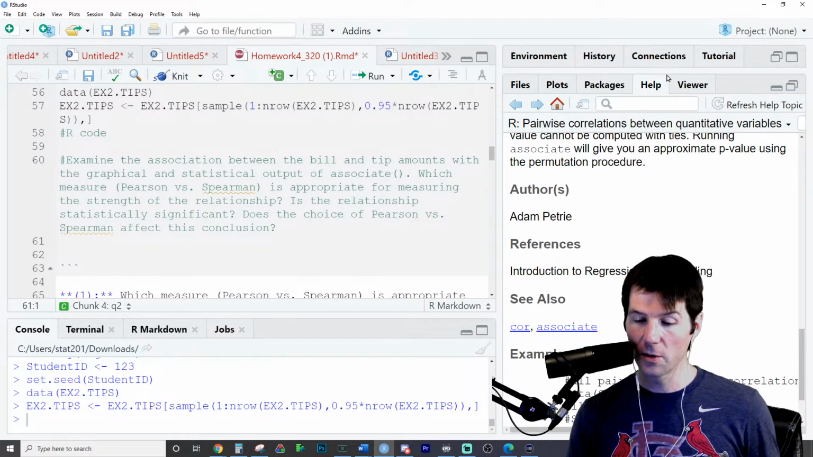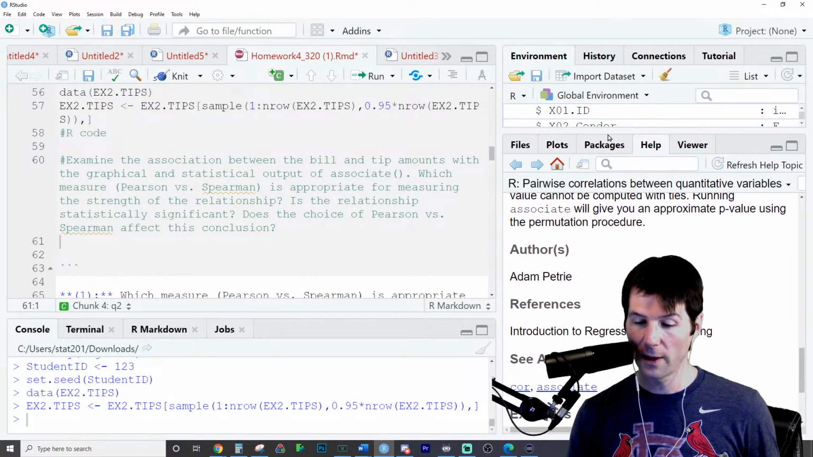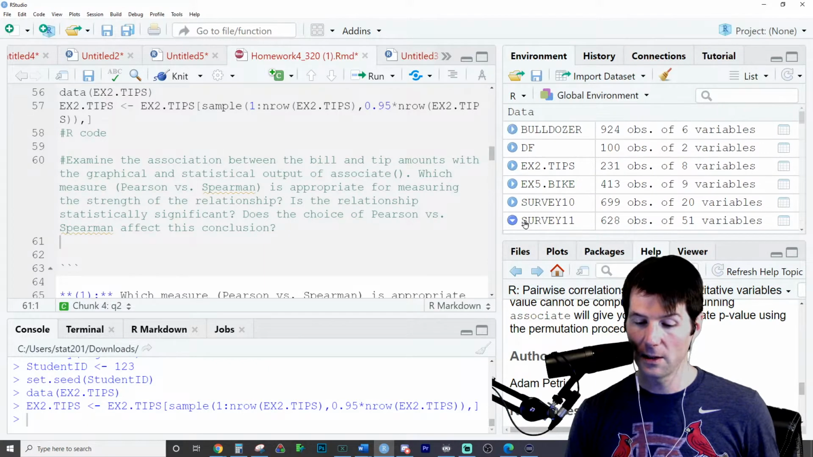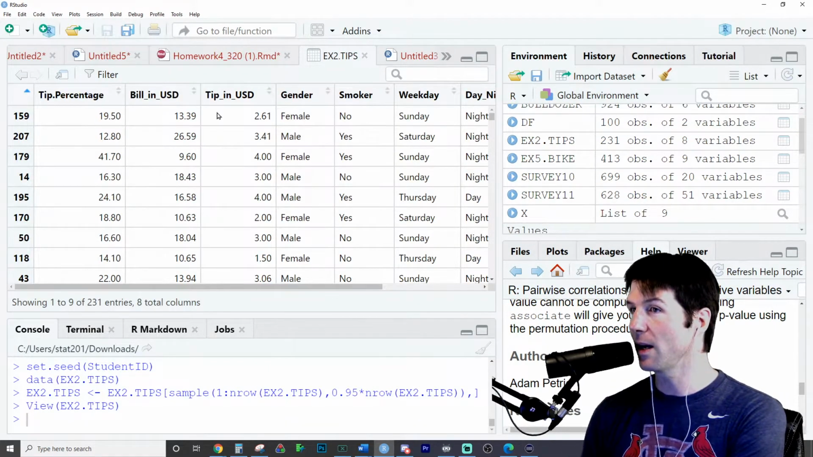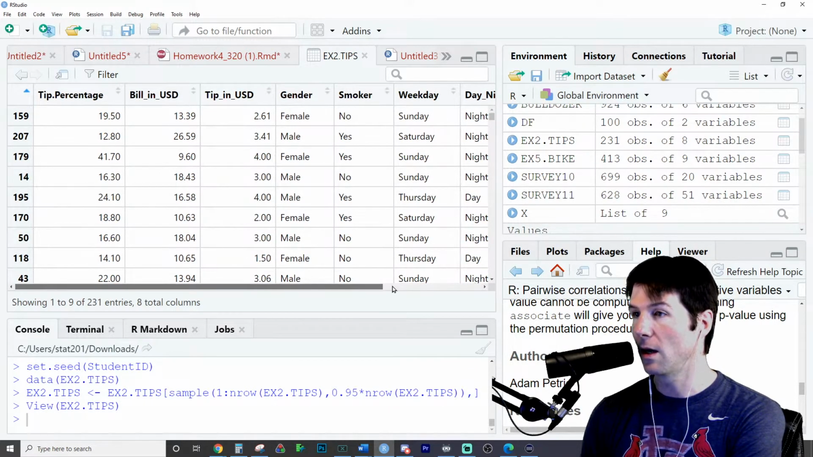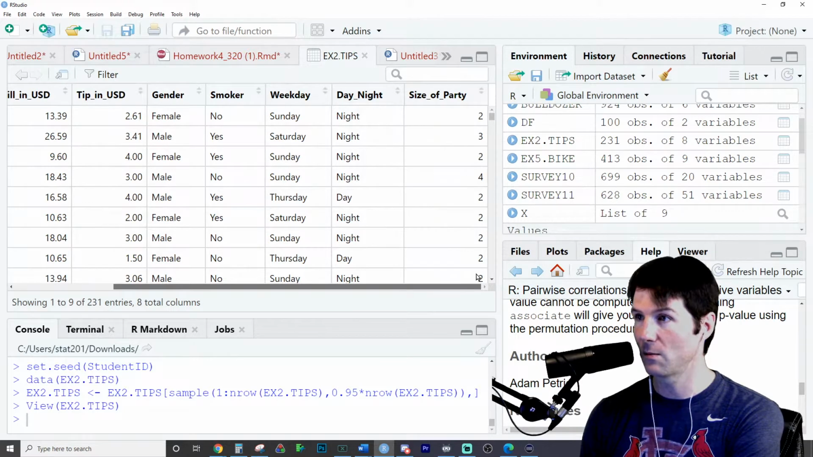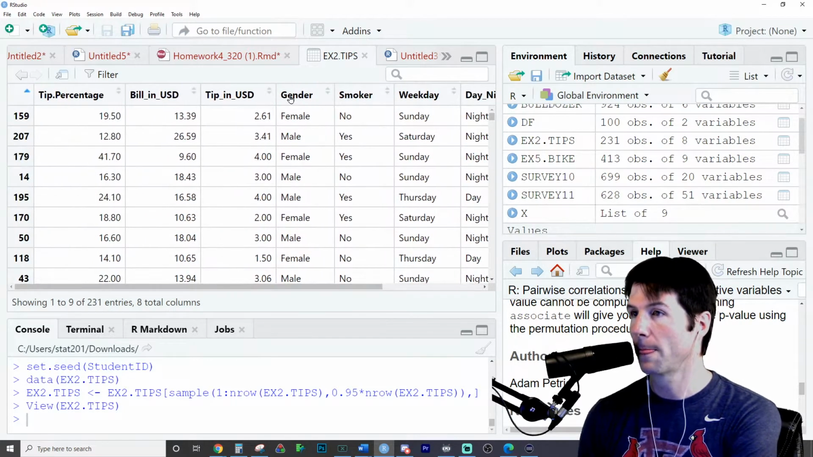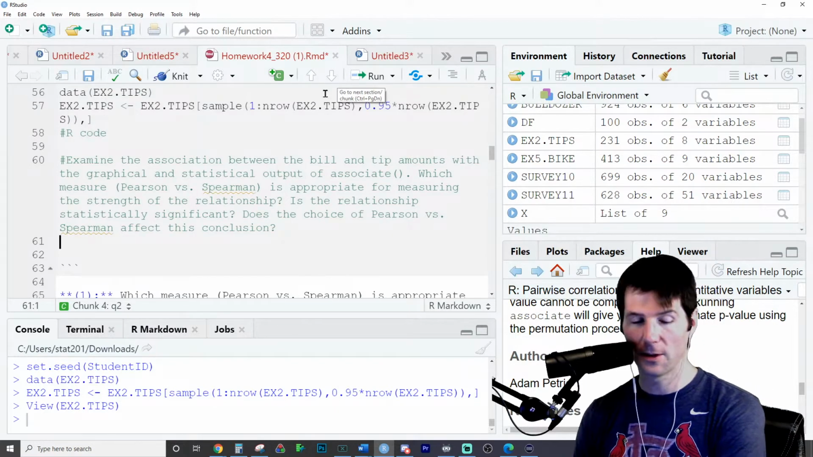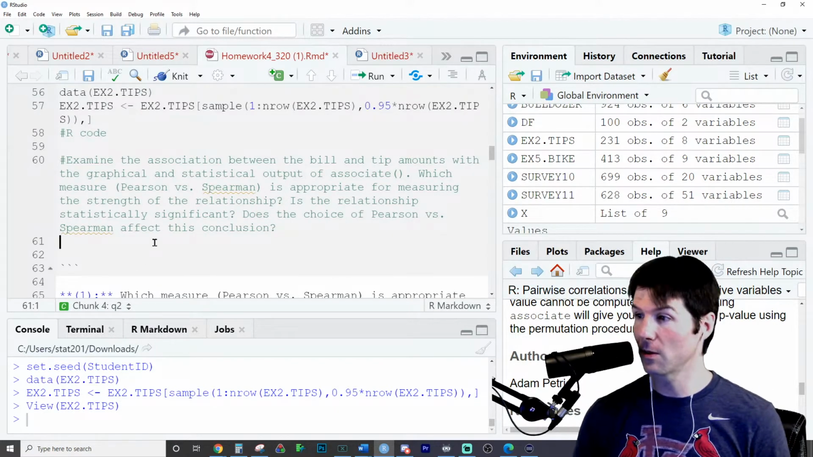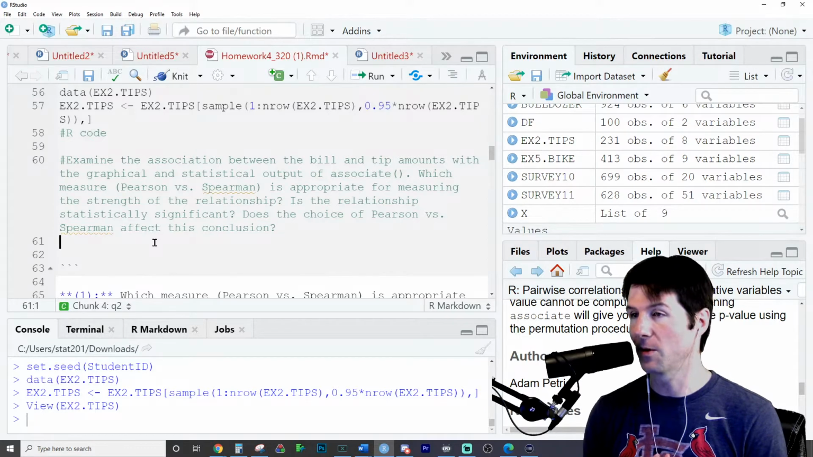And the data frame we are using is the EX2 tips data frame, which is tips collected from a person at a restaurant. And they were looking at here at the tip they got, the bill that they had, the tip in USD the person had, the gender of the smoker, whether it was a weekday, what time of the day it was, and the size of the party. So I don't want to exactly do your question, but I'm going to do one very similar. So once again, don't do exactly what I'm doing, but kind of take cues from what I'm doing.